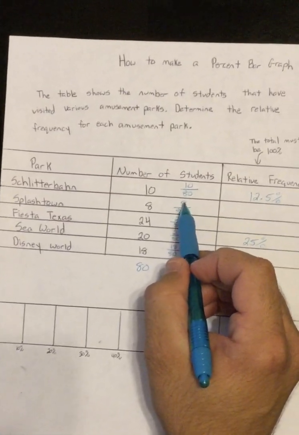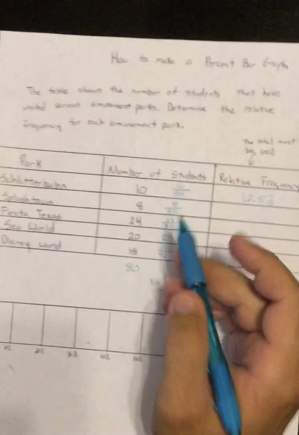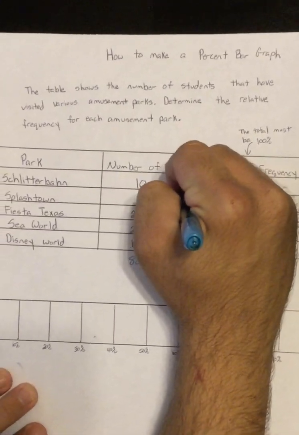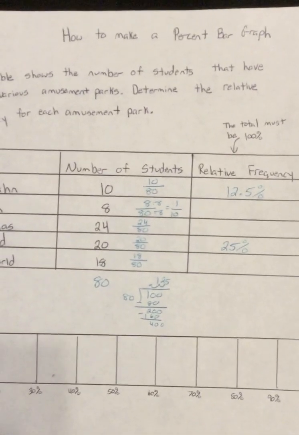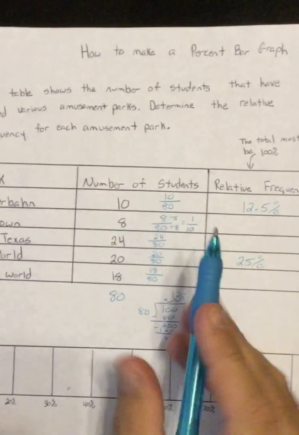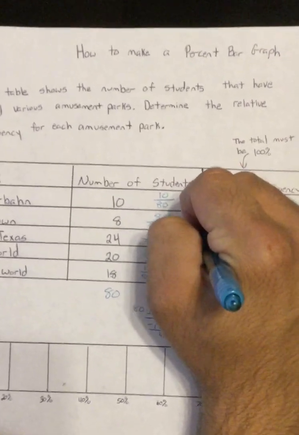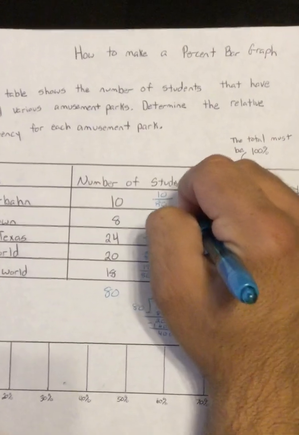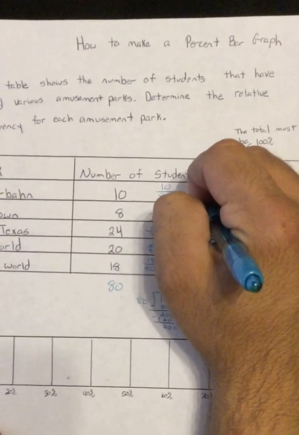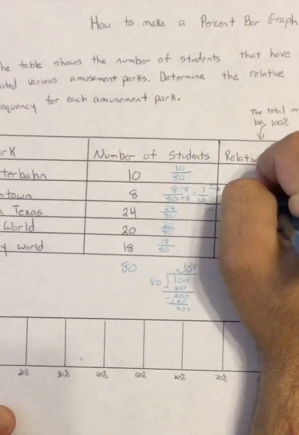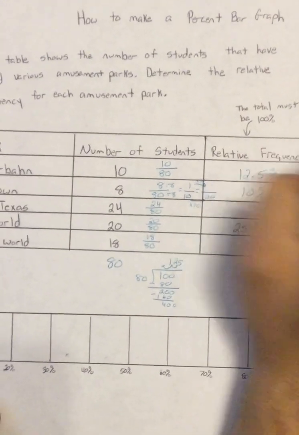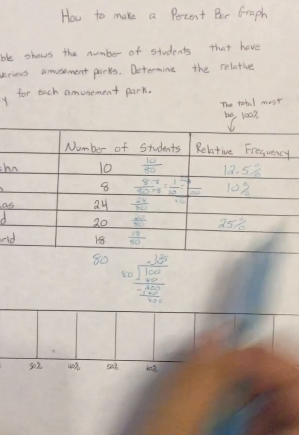8 over 80. Can't that be simplified by 8? Doesn't that give you 1 over 10? It does. And then how many $10 bills does it take to give you $100? 10. So this is a scale factor of times 10. So what's 1 times 10? 10%.